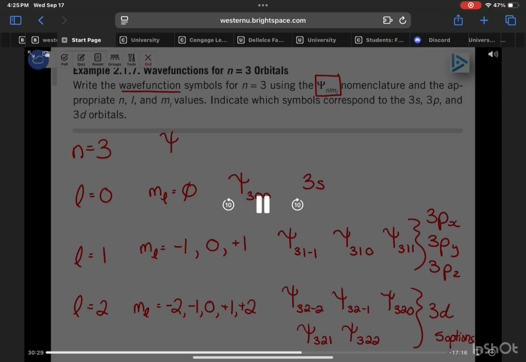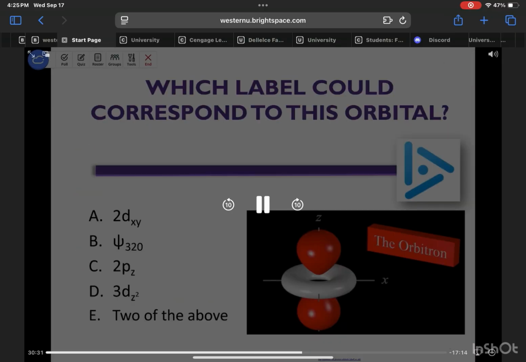Okay, so I'm going to leave this up on one screen because I have a clicker question for you today. Which label could correspond to this orbital? Chat with the person beside you and submit your answer.